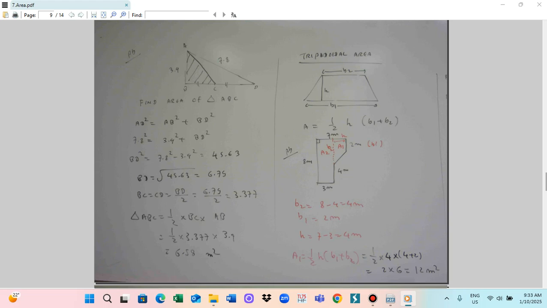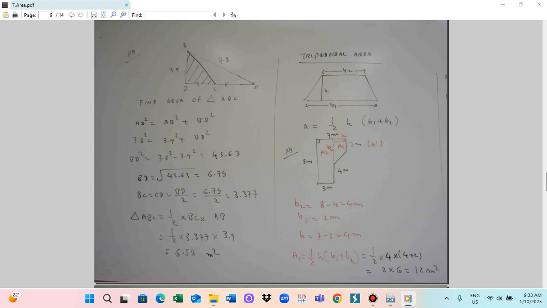Alternatively, you can divide it into two pieces. You draw a construction line, so this is area A1 and area A2. Area A1 is a trapezium and area A2 is a rectangle. For A1 you use the trapezium area formula, and for A2 you use the rectangle area.